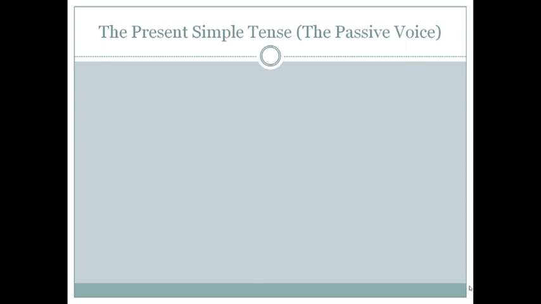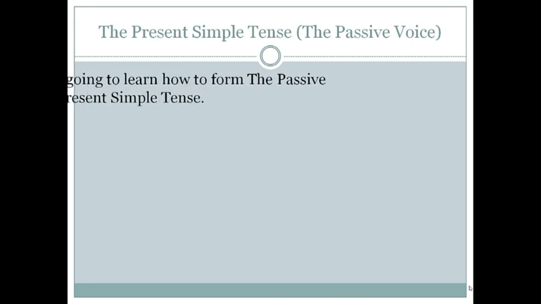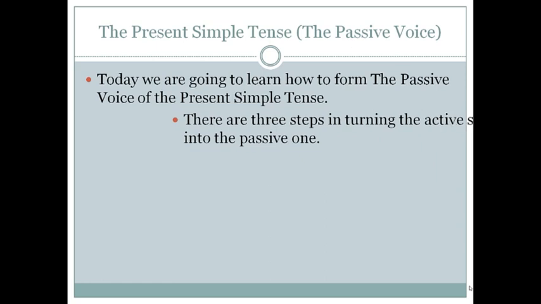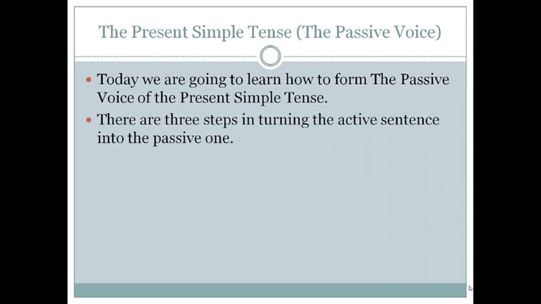The present simple tense, the passive voice. Today, we are going to learn how to form the passive voice of the present simple tense. There are 3 steps in turning the active sentence into the passive one.